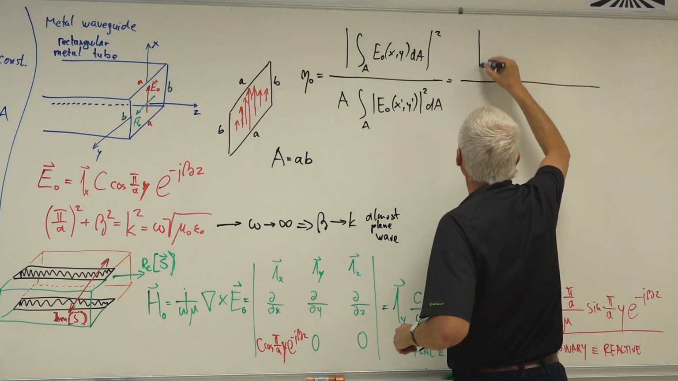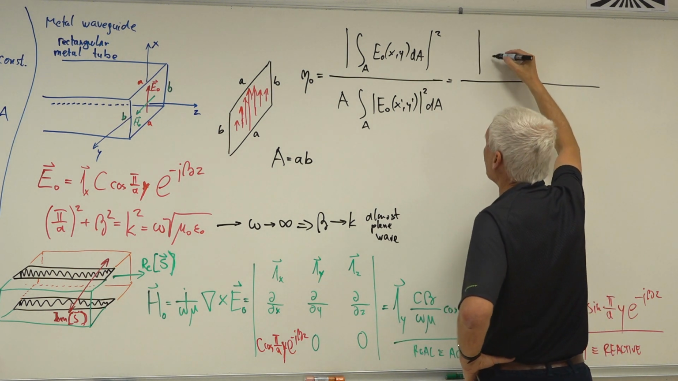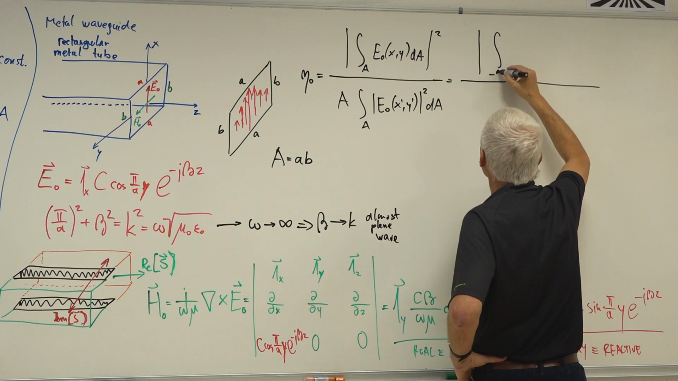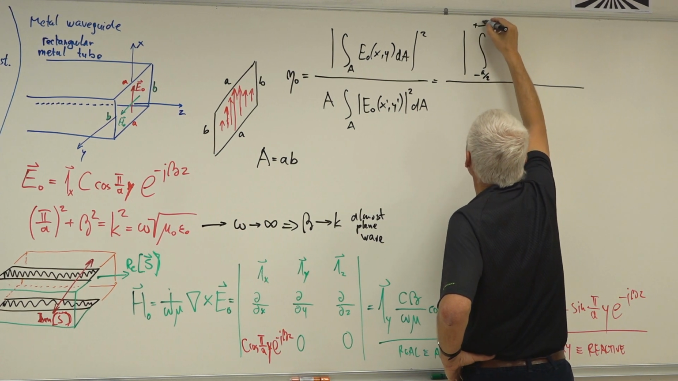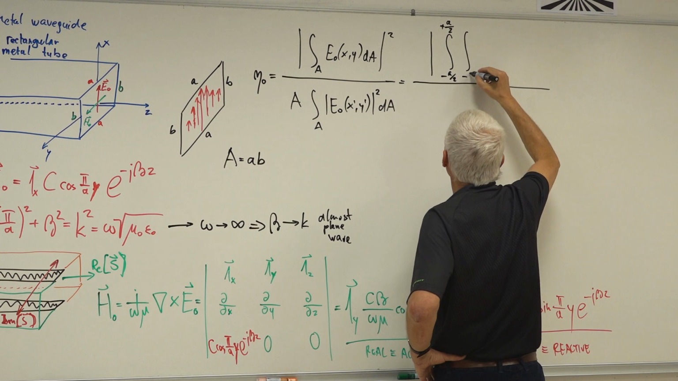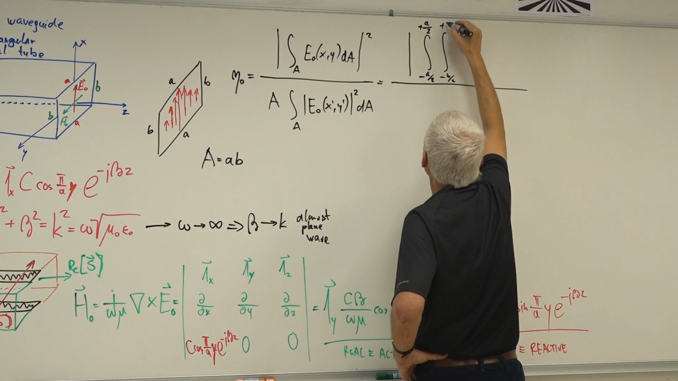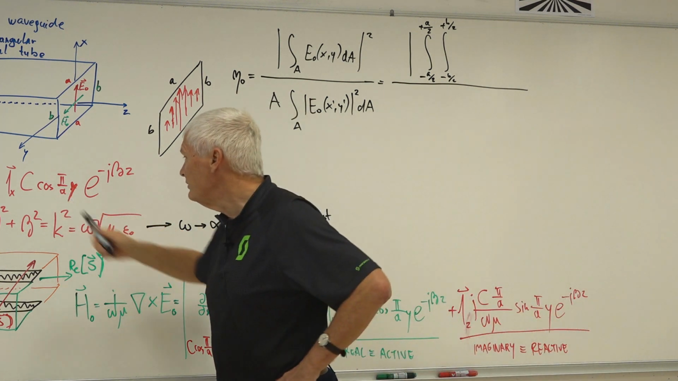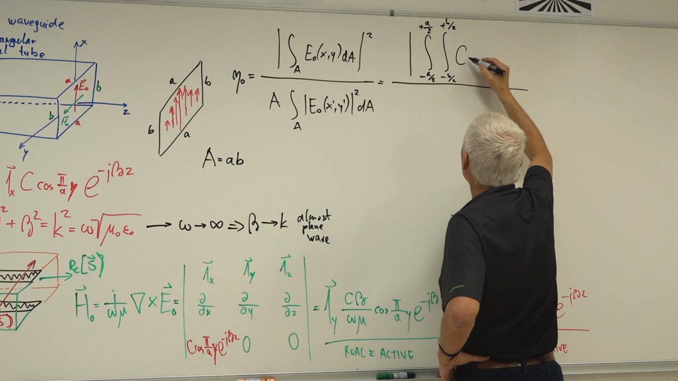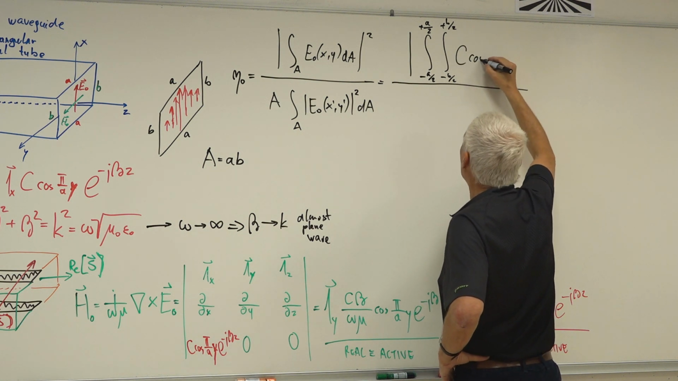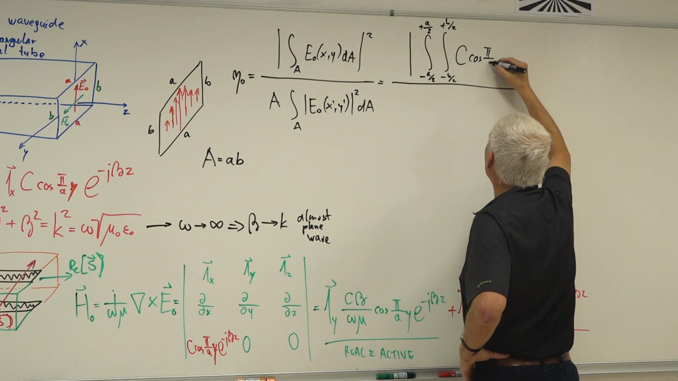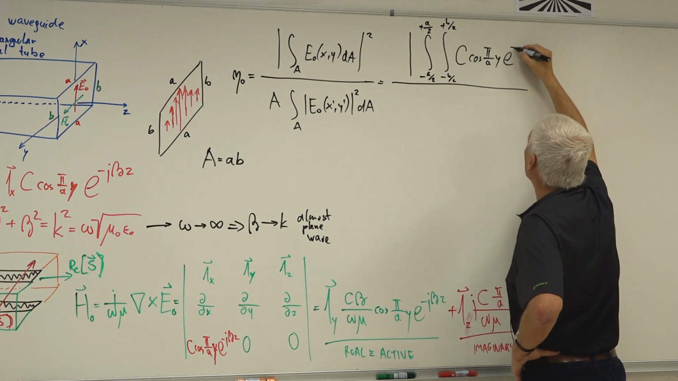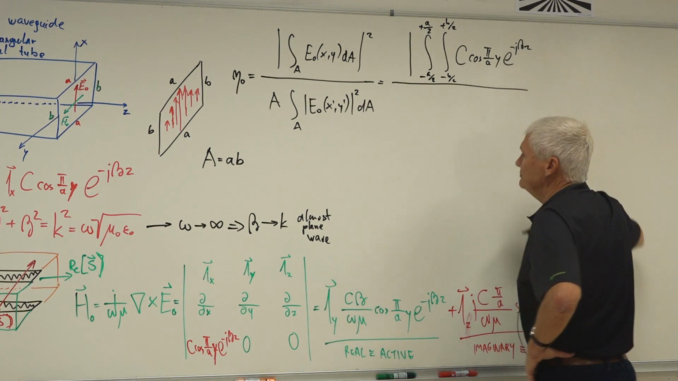So let's see what happens with the integral on top. We have the integral from minus a half to plus a half, from minus b half to plus b half. Okay? We have the electric field constant times cosine pi over a y times e to the minus j beta z.